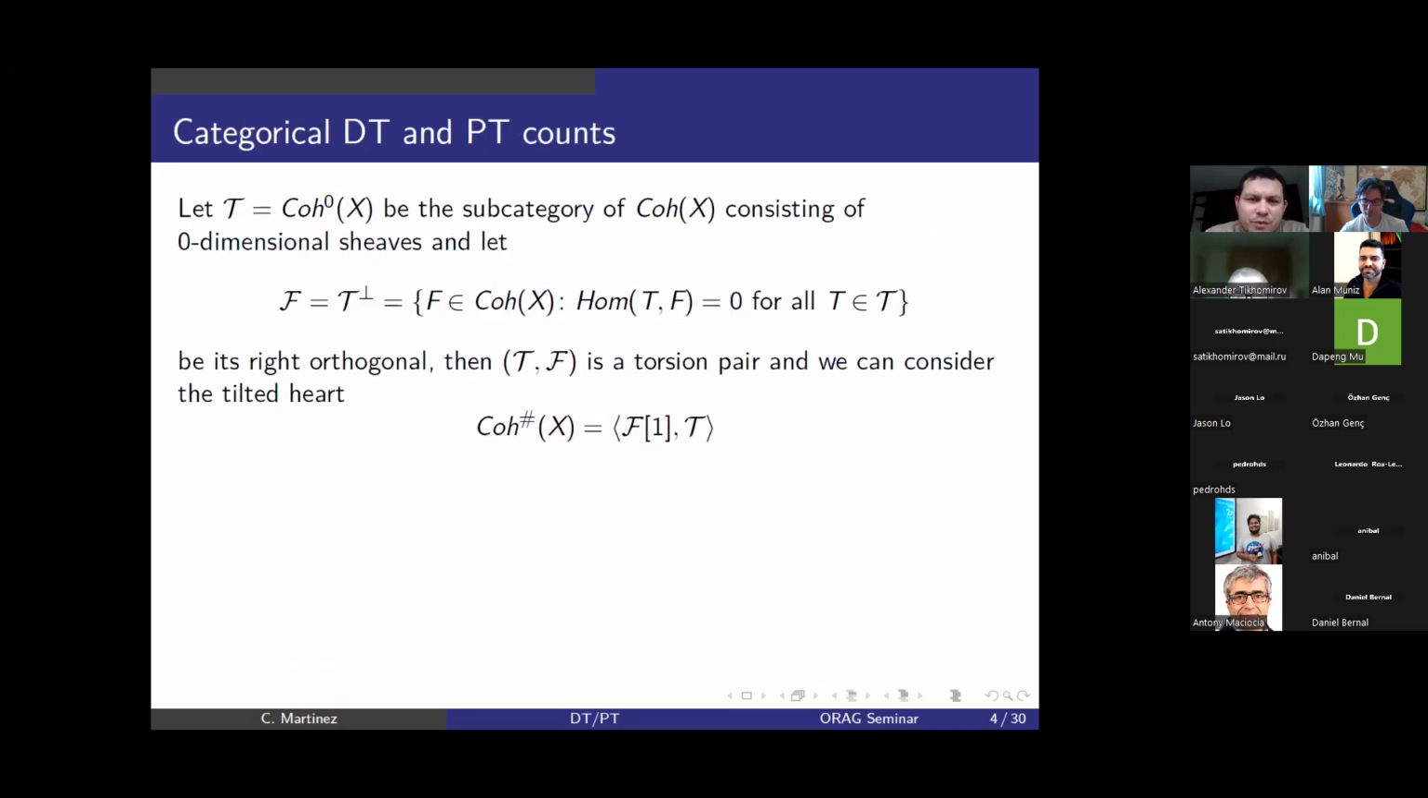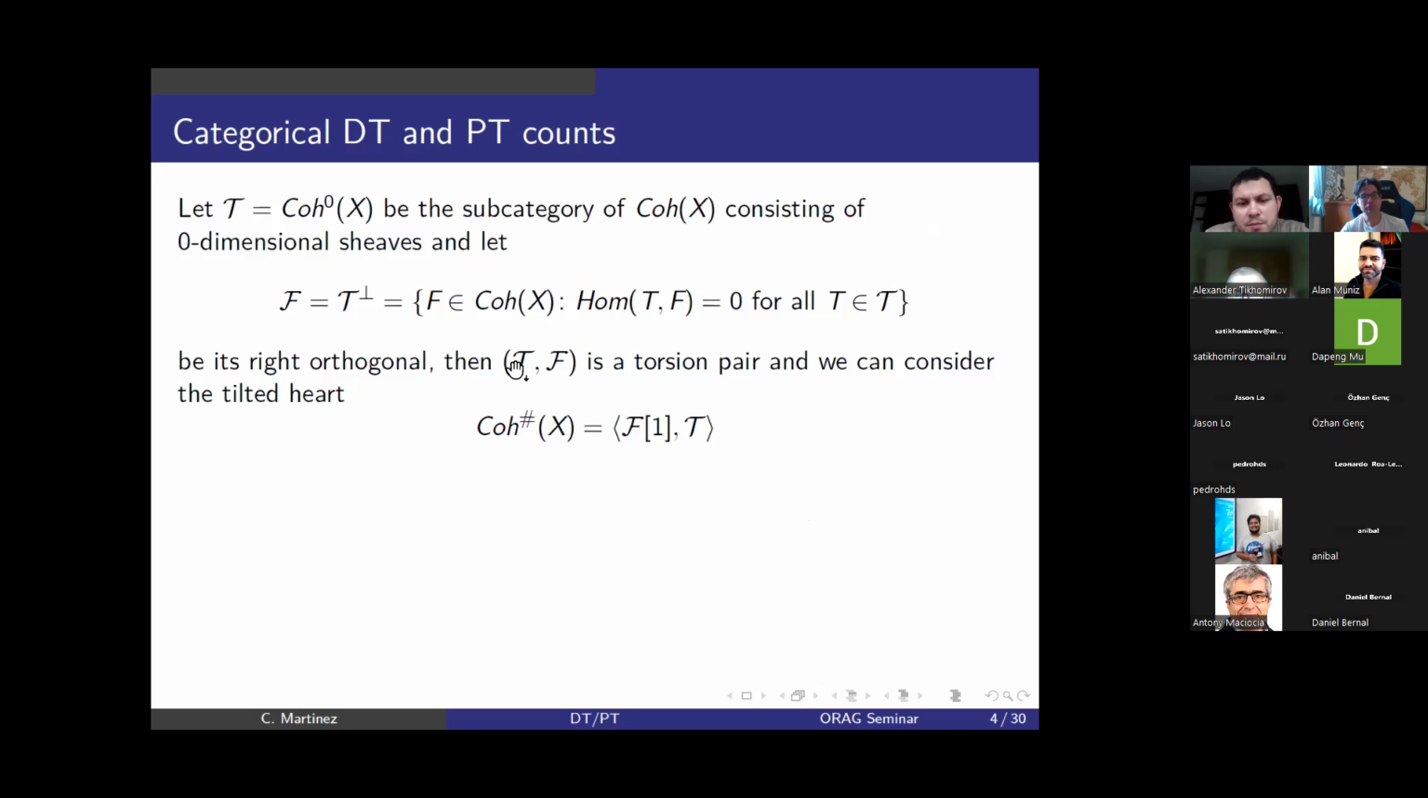That's one of the things. There is also a categorical version, these categorical DT and PT counts. And this was done by Bridgeland. And I like this way of thinking about this. Say, well, let's take T to be the subcategory of coherent sheaves consisting of all coherent sheaves that have no zero-dimensional subsheaves, and F the ones that are right orthogonal to them. That means all coherent sheaves such that there are no maps from zero-dimensional sheaves to F, right?